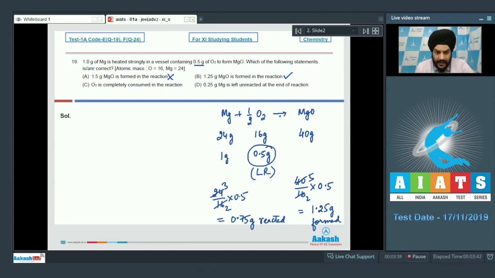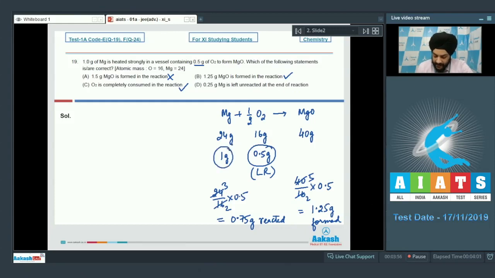If you talk about the third option now, O2 is completely consumed in this reaction. This is also correct, students. O2 is indeed the limiting reagent in this case and it will be completely consumed in the reaction. If you talk about the fourth option now, 0.25 grams of magnesium is left unreacted at the end of the reaction. So this is also correct, students.